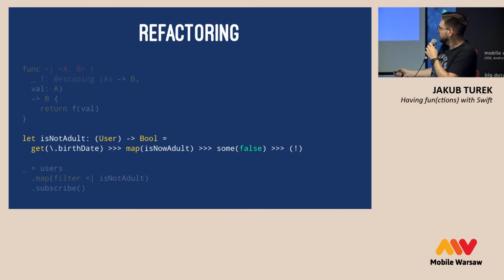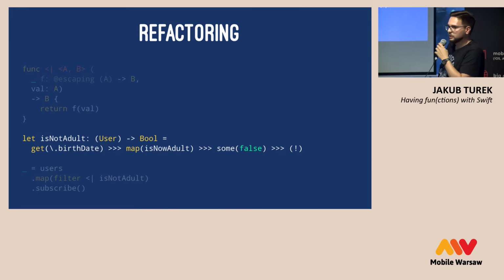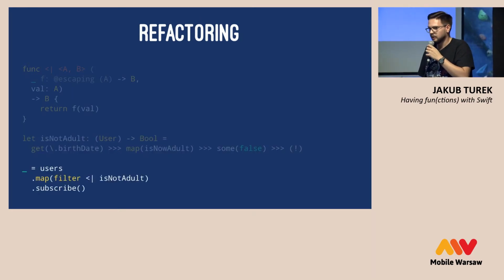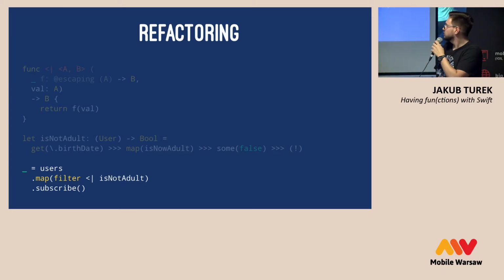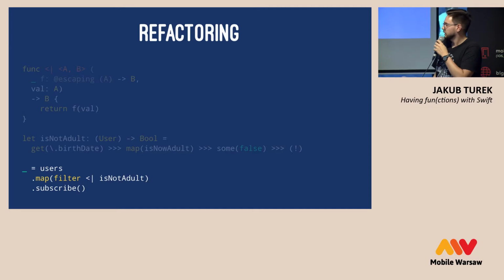It goes from user to Boolean, and once again it extracts the birth date, maps the optional date into the isNowAdult function. In case the birth date was nil, it returns false, and then negates the whole chain. And finally, on the stream of array of users, we just map the stream with the filter method, and we pipe in our new isNotAdult function inside.